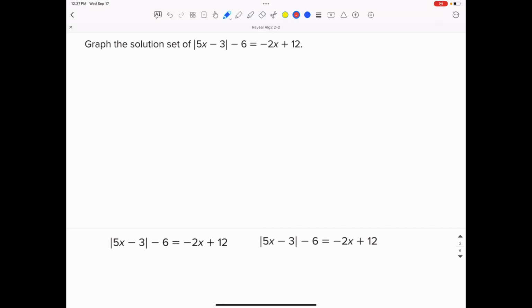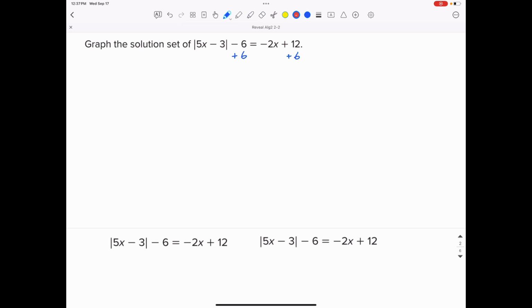Graph the solution set of the absolute value of 5x minus 3, minus 6, equals negative 2x plus 12. So again, remember, the first thing we're going to do is try to get the absolute value bars by themselves before we split it into the two cases. There's only one thing to do to get the absolute value bars by itself here, and that's to add 6 to both sides.